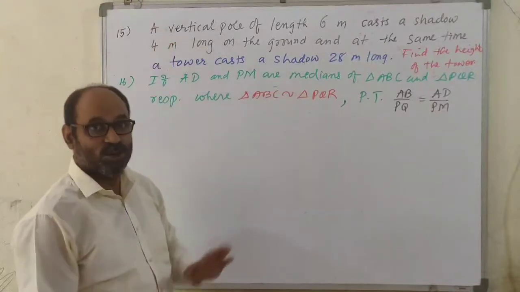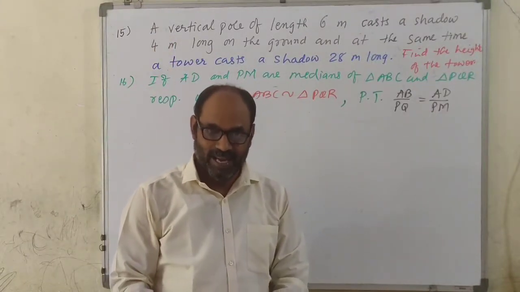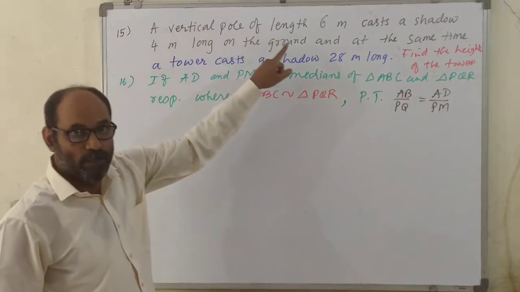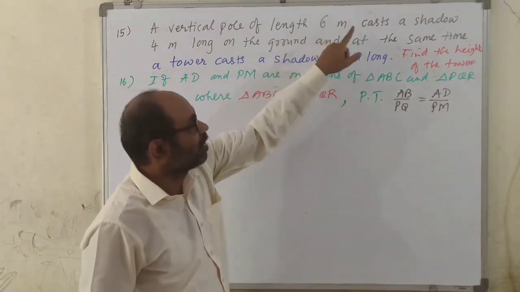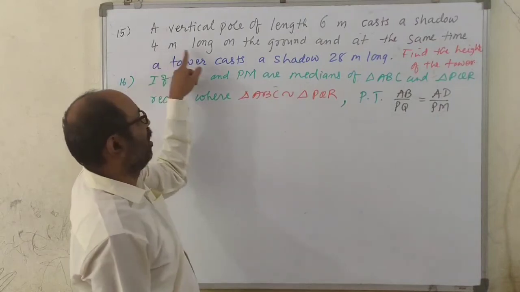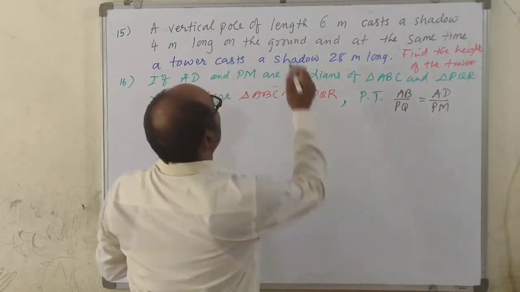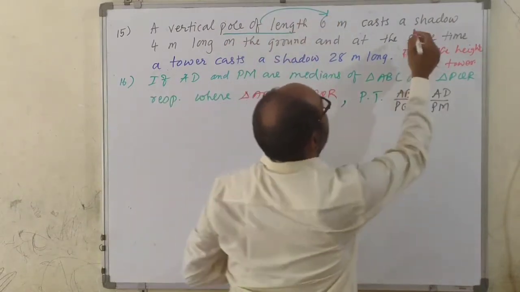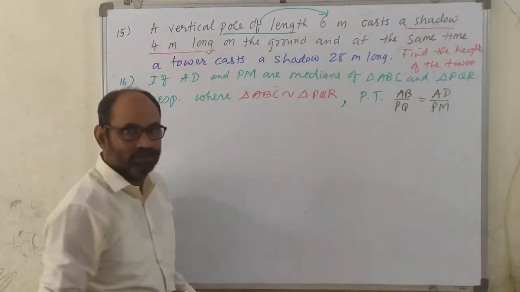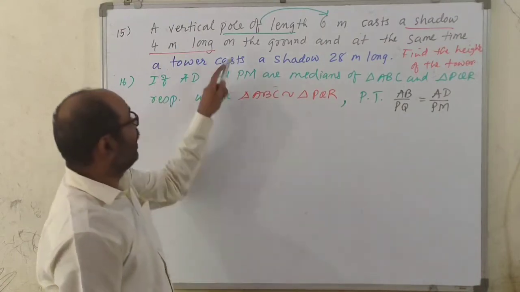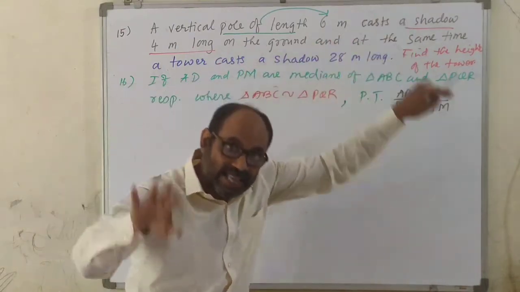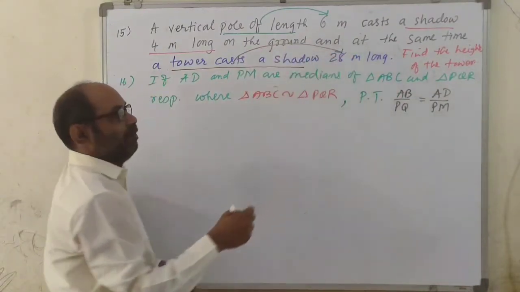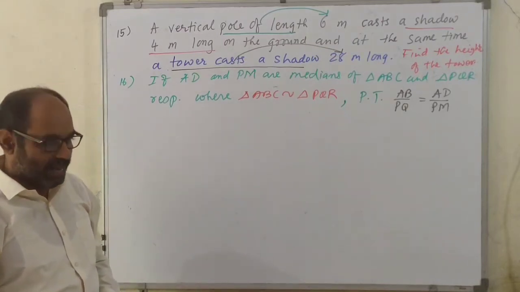Alright, then let's see the last two sums of exercise 6.3. Okay, and that we will end up the exercise. Okay, first one. A vertical pole of length 6 meter cast a shadow 4 meter long on the ground. Length of the pole is 6 meter and the shadow is 4 meter long. Okay? Again, on the ground and at the same time, a tower cast a shadow 28 meter long. Find the height of the tower.